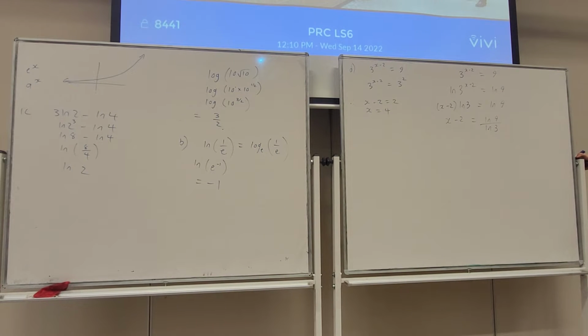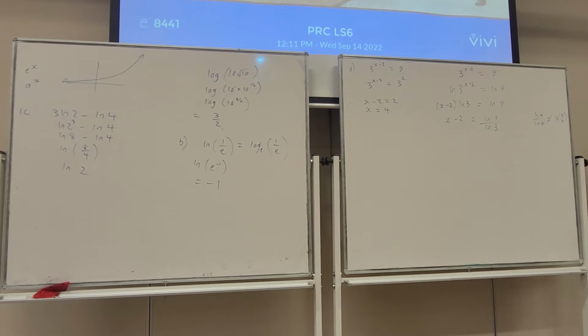It's very important for me to let you guys know, ln of 9 on ln of 3 is not equal to ln of 9 on 3. Well, it will in this circumstance, but it's not a general rule. ln of A on ln of B is not equal to ln of A on B. That's not a rule that we should use. So we're going to keep it like that.